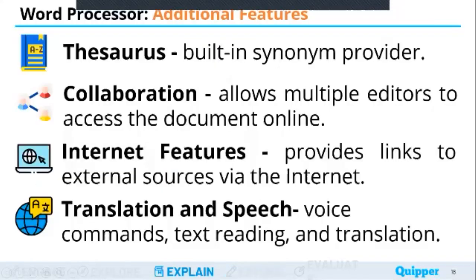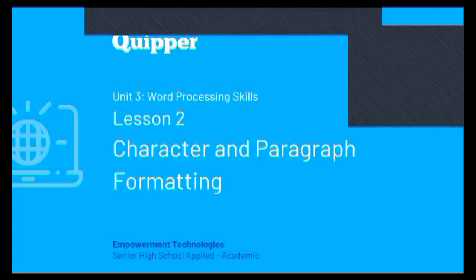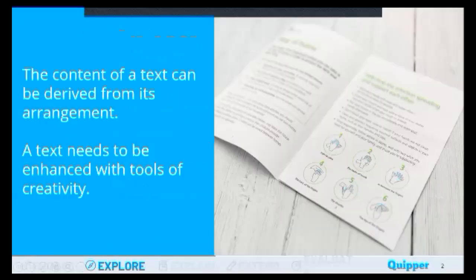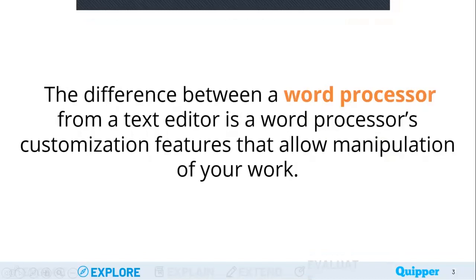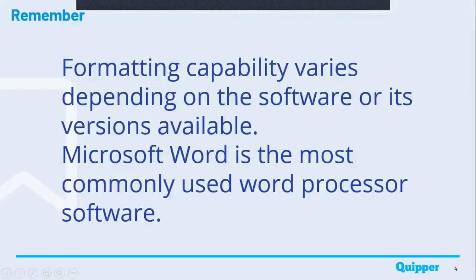Okay, next is character and paragraph formatting. The context of a text can be derived from its arrangement. A text needs to be enhanced with tools of creativity. The difference between a word processor and a text editor is a word processor's customization features that allow manipulation of your work. Remember, formatting capability varies depending on the software or its versions available.